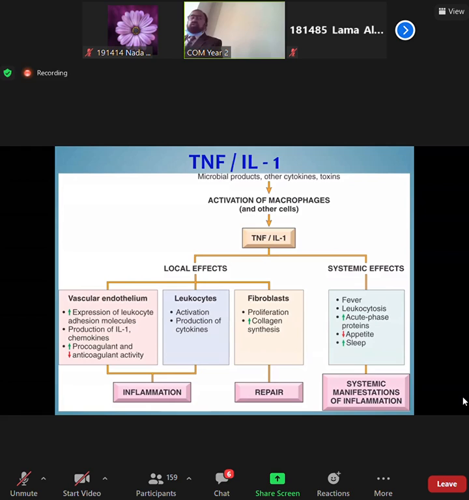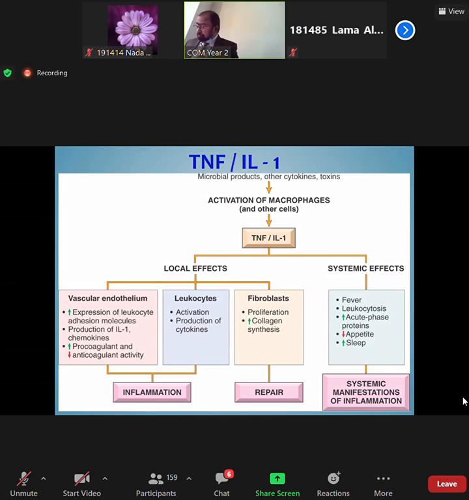And this also causes cachexia in a tumor, right? You must have seen probably any of the family member which had cancer. They are very thin and lean, right? This thin and lean is because of this tumor necrosis factor, cachexia.